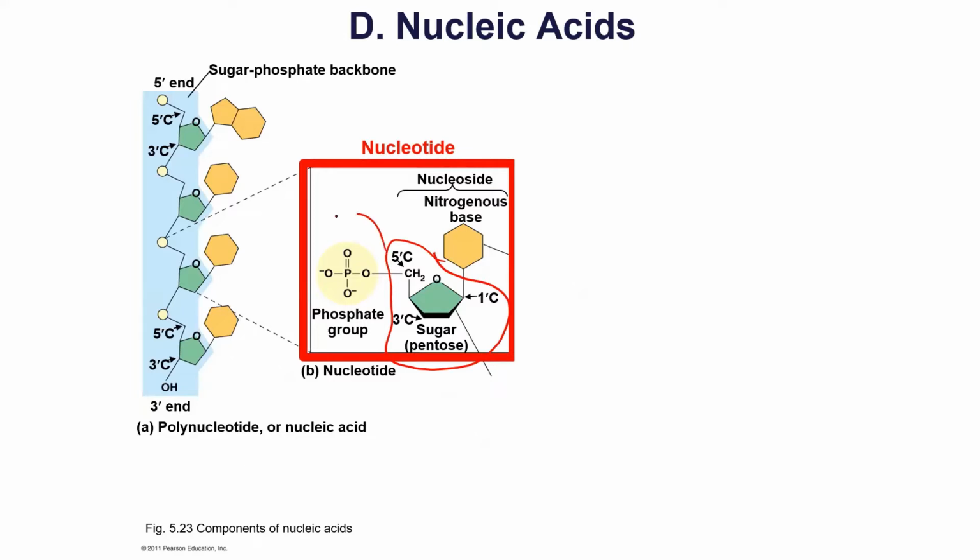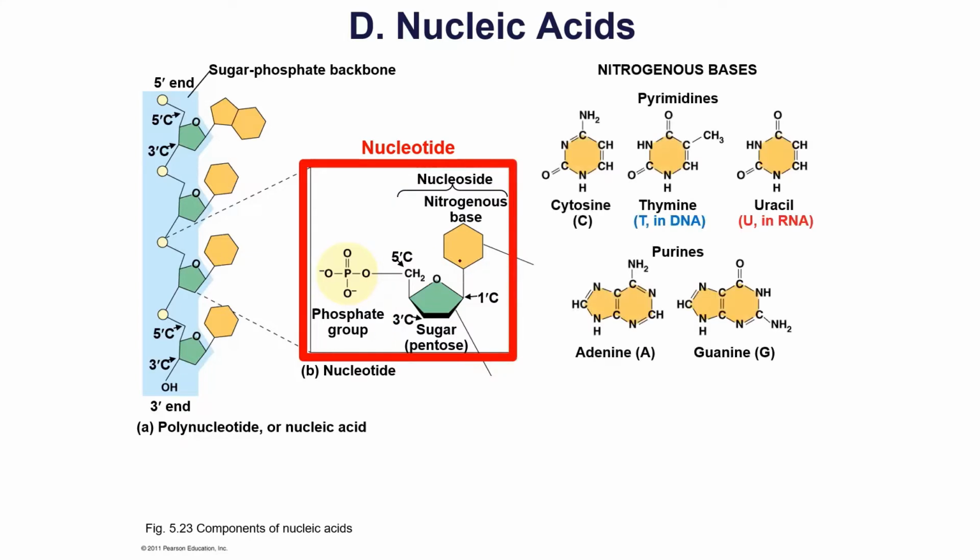It has a phosphate. So we've seen a phosphate before when we talked about the phospholipids. It's the same phosphate. It has a P of phosphorus in it, and then it has a bunch of oxygens around it. And then it has these other things here that are called nitrogenous bases. So nitrogenous bases have lots of nitrogen in them.